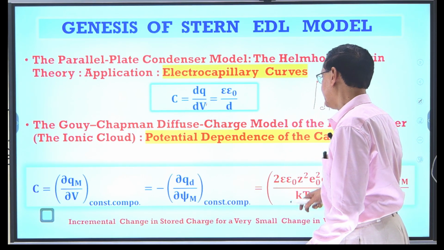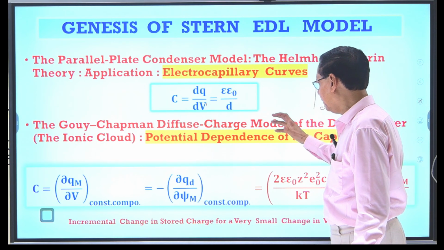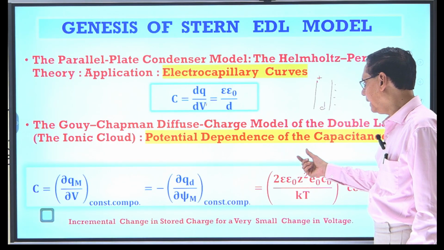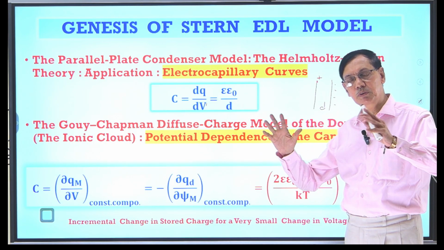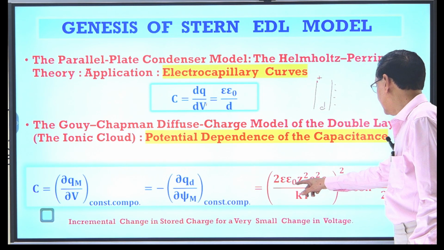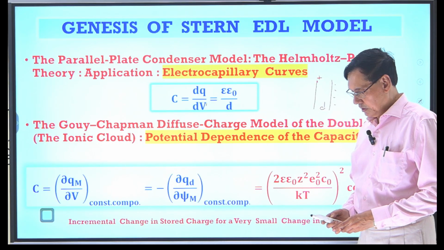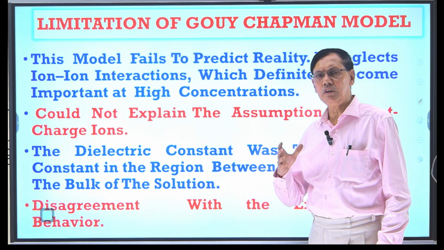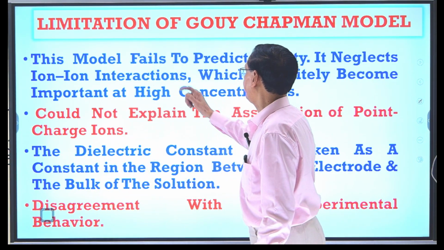that problem is there. If you ask me, sir, what is the actual definition of the differential capacitance? I must tell you it is the incremental change in stored charge, the total diffuse charge, with respect to that potential, and we get this cos function with derivation. So this model, the Gouy and Chapman model, is not a very realistic model.